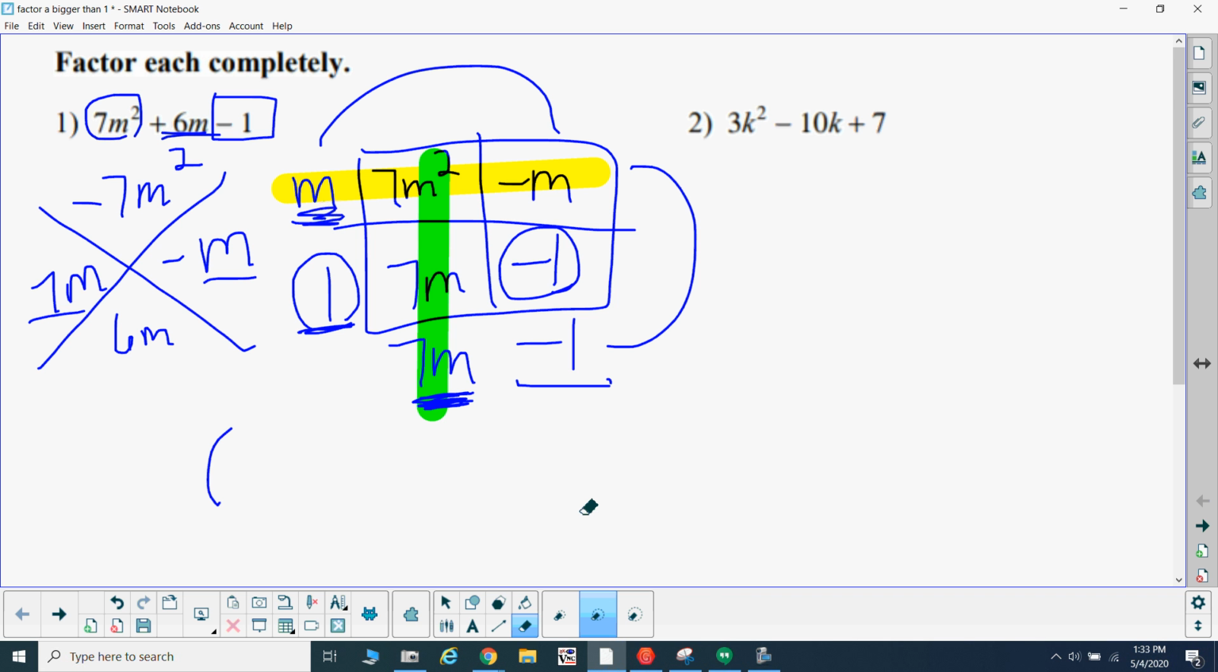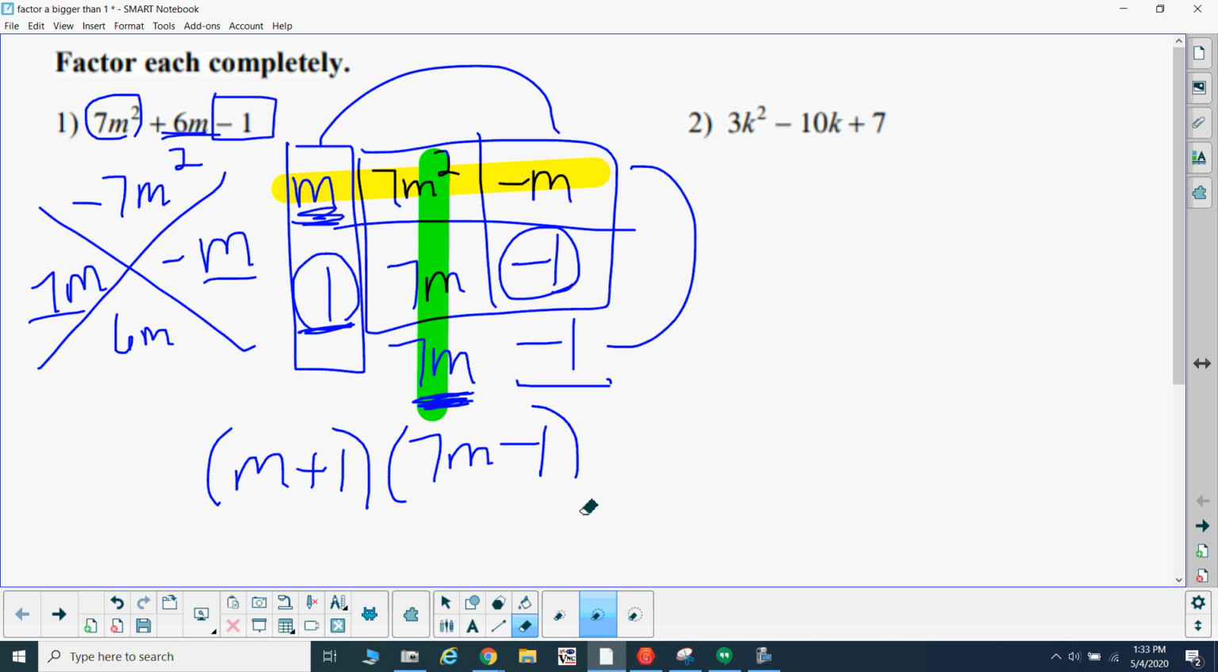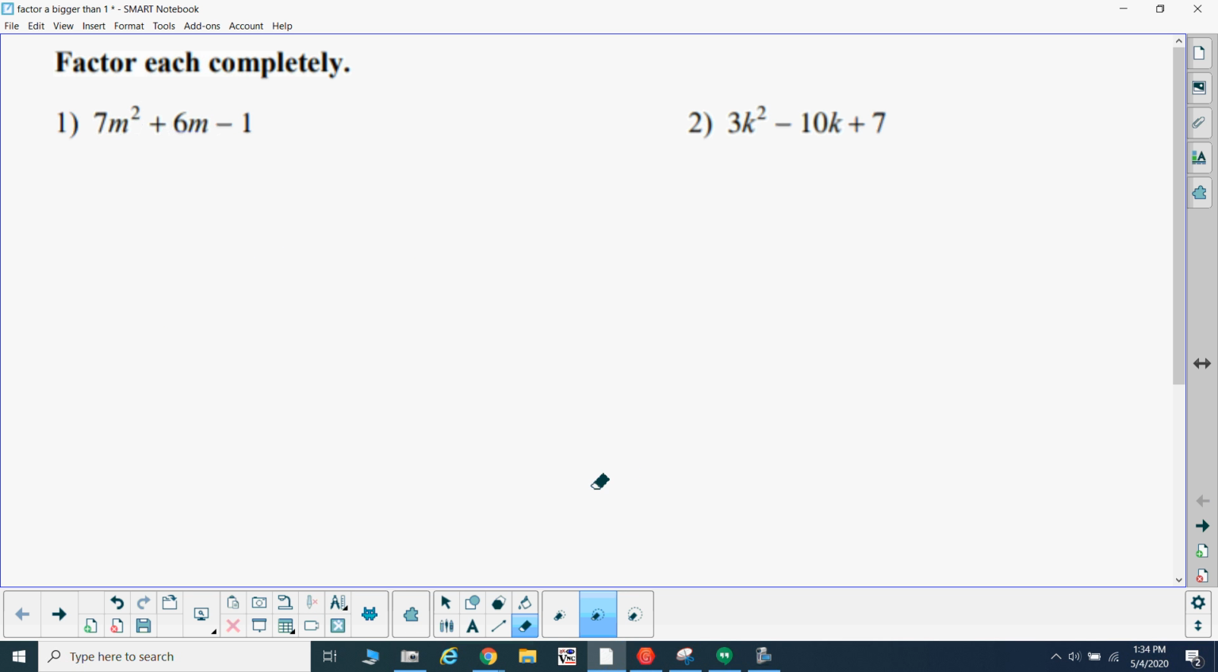So my two factors are m plus 1, since there's nothing in front of the 1, it's a positive, from here, and 7m minus 1 from the bottom of the box. So that's one way of doing it. I'm going to erase it all. The other way of doing it is called factor by grouping.